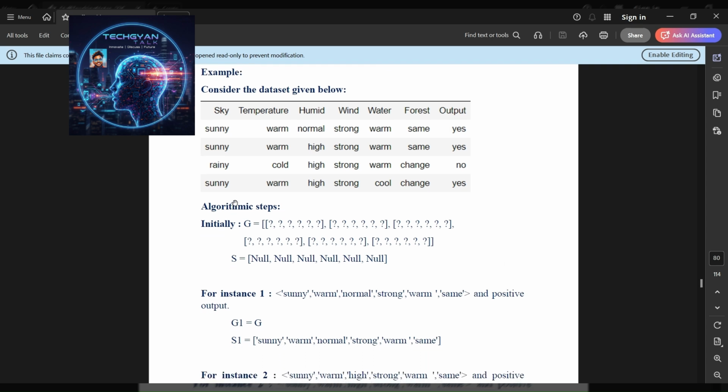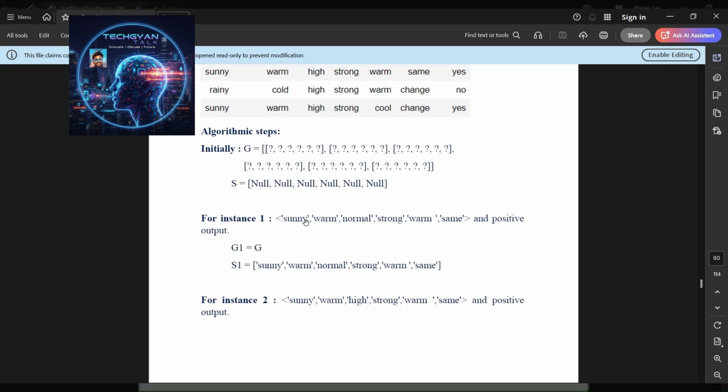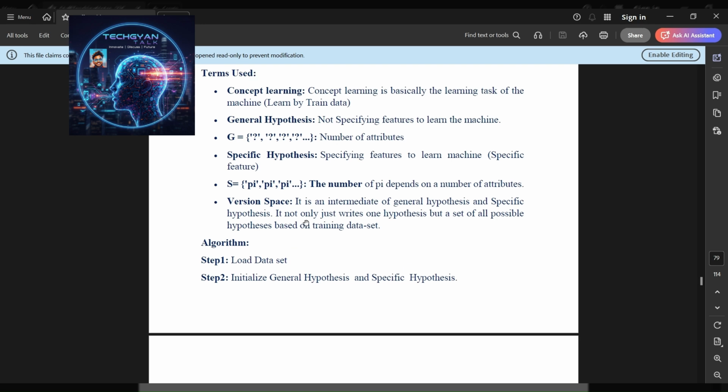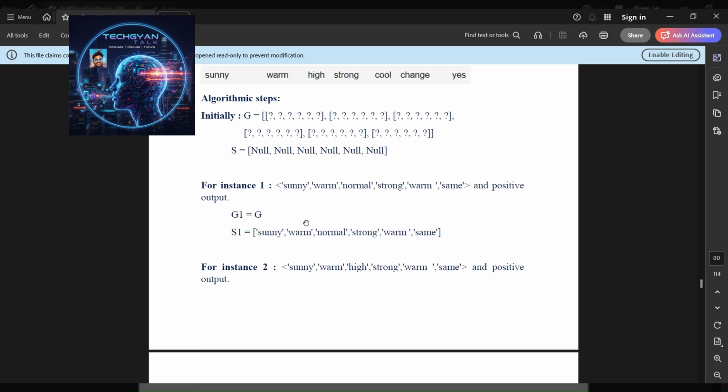Now the algorithmic steps. Initially G is the general hypothesis, referred to by question marks, meaning it can take any value, and S is phi or null. For instance 1: sunny, warm, normal, strong, warm, same, with a positive output. G1 is equal to G0, and S1 is equal to the given data.